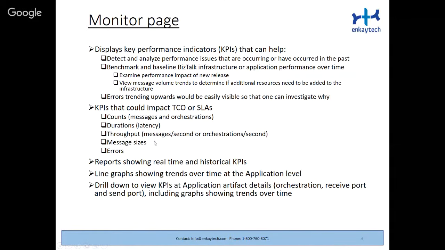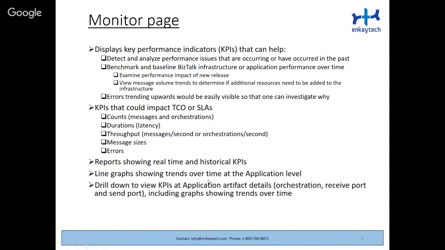And then we also display message sizes. This is kind of useful because sometimes, when you receive a lot of large messages, you could have out-of-memory conditions. And by quickly going to the monitor page, you can see whether we were receiving large messages, and you could take some action based on that. And then, of course, there are KPIs that include errors, how many errors have occurred, the total error count. And all of these KPIs are by application, and we also track it by artifact, like a receive port, send port, or orchestration.